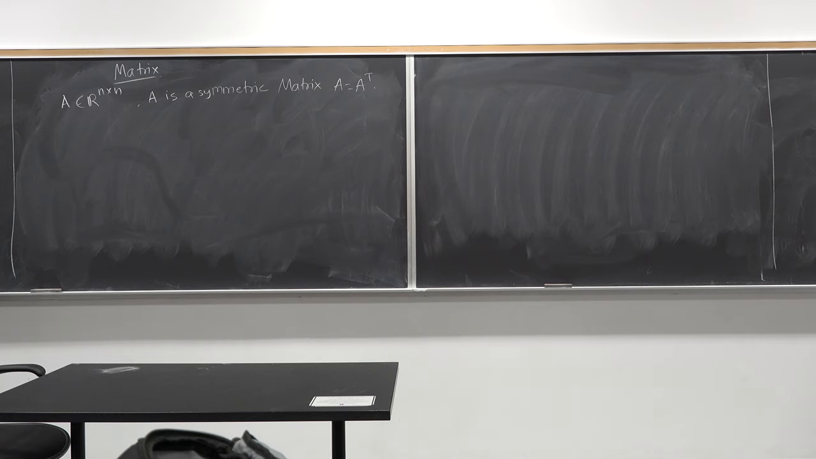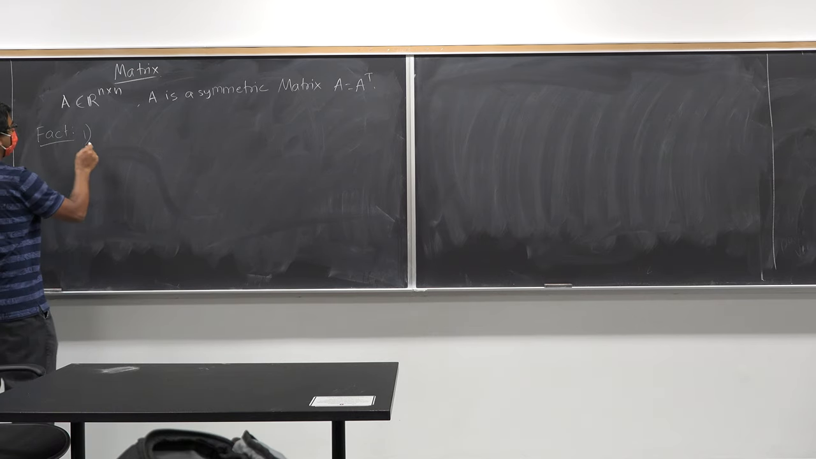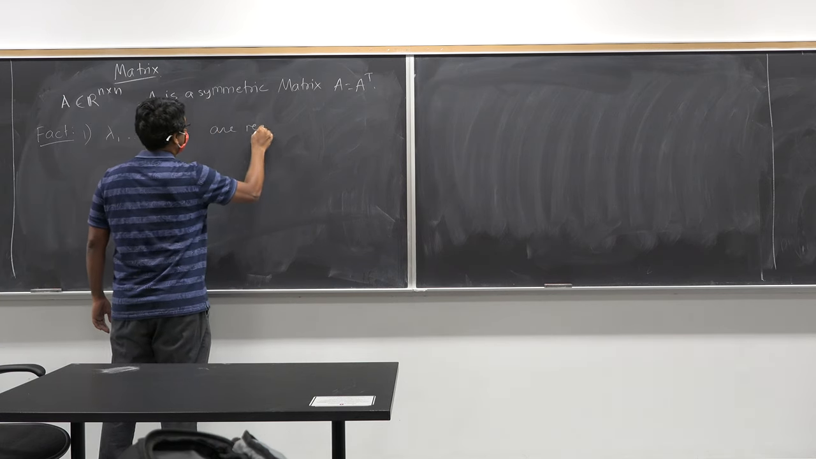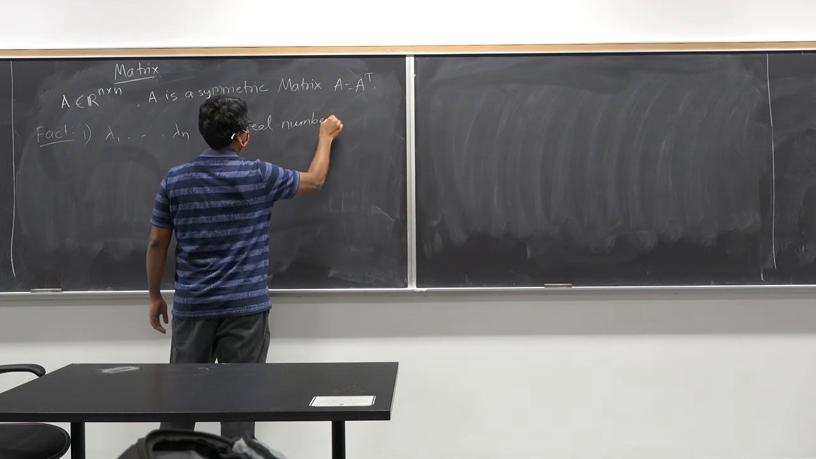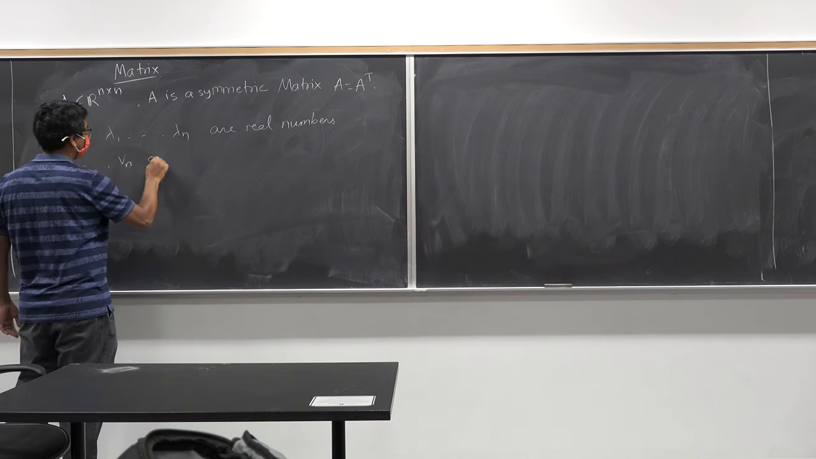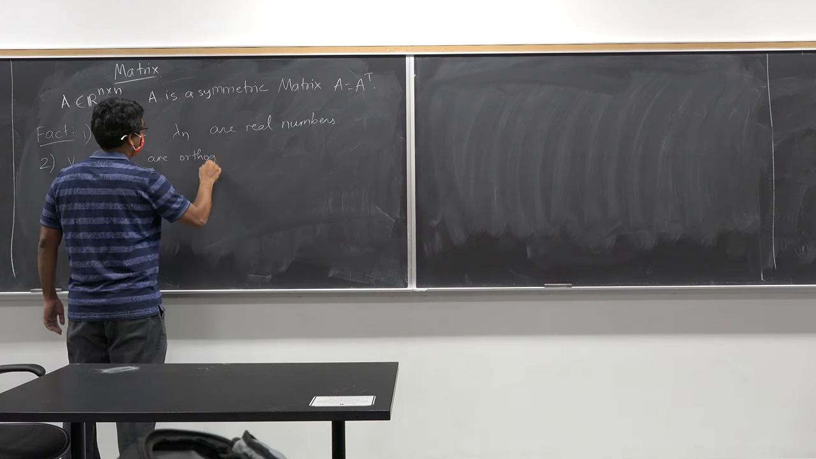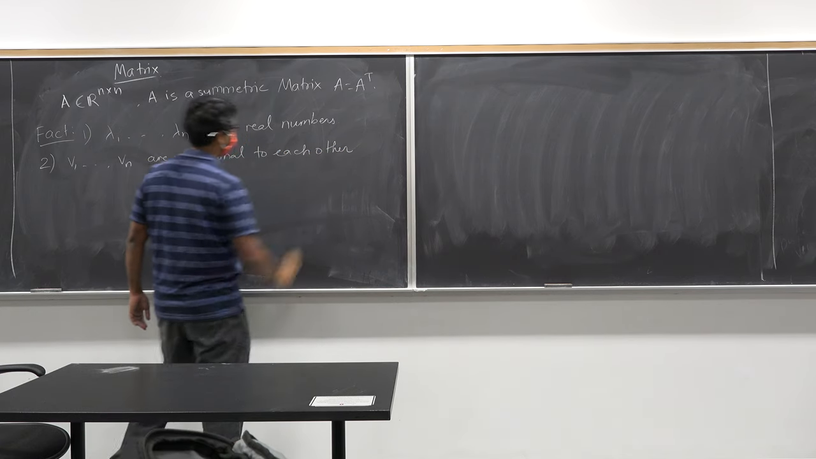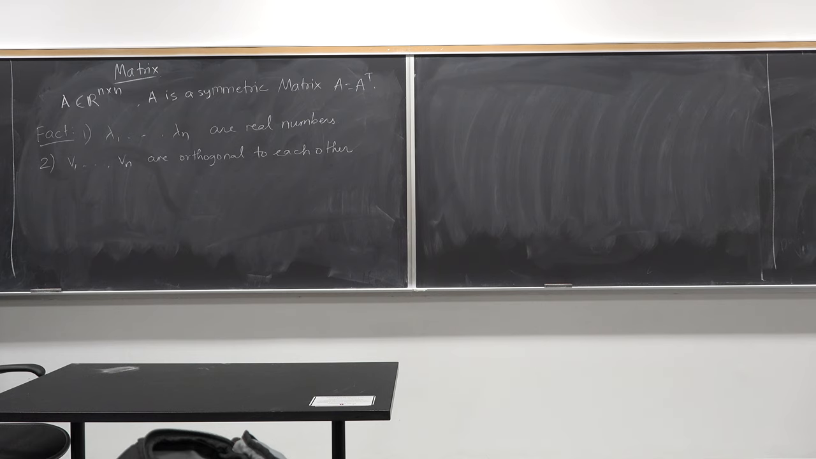So I have a square matrix, and that square matrix is equal to its transpose, so it's a symmetric matrix. Here are the facts that we talked about in the previous class, but I'm going to write them down again as a recap. The first is the eigenvalues are real numbers. The second is the eigenvectors are orthogonal to each other. So v_i transpose v_j is equal to 0.